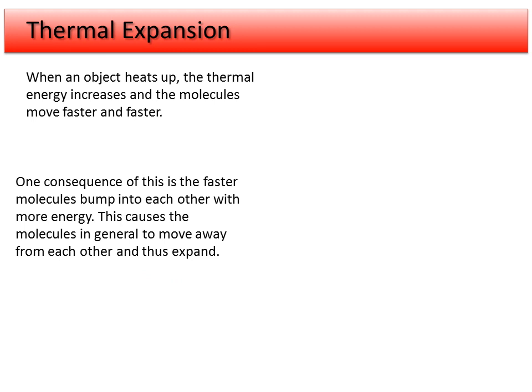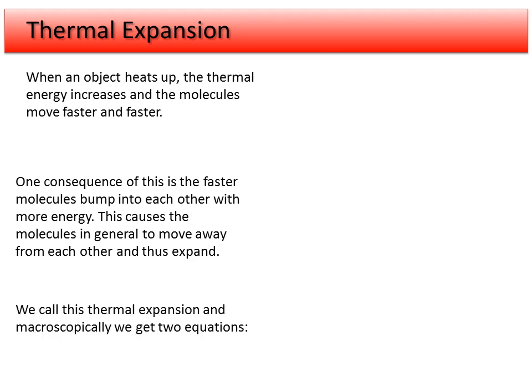If we zoom out to a macroscopic level, we look at bulk material, a length of wire for instance, and we get two general equations that come out of this, and they're both very similar. We have a copper wire that we heat up, the molecules in there bounce around more often, and they expand. So we get what's called the linear thermal expansion.